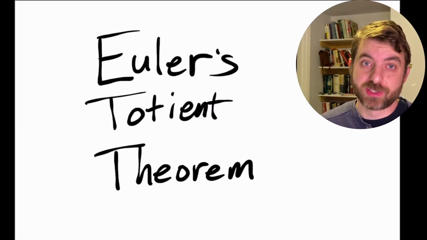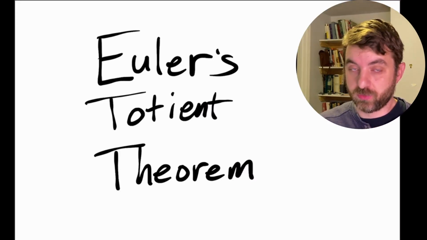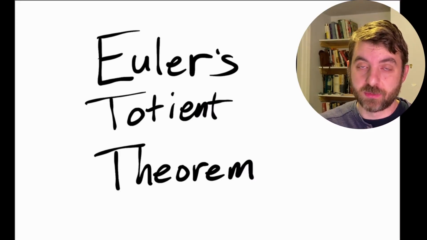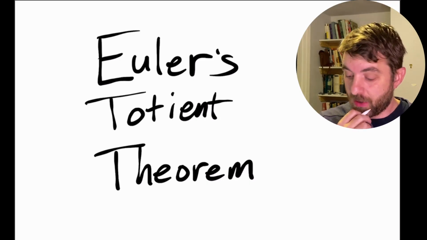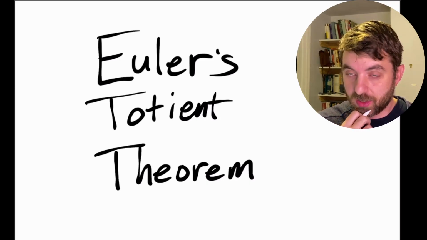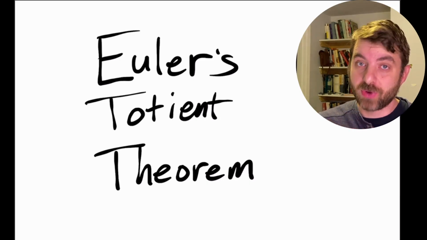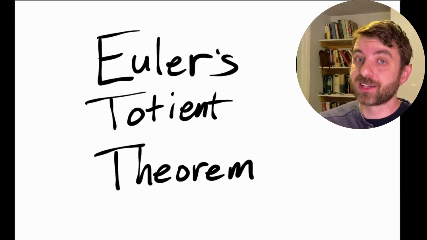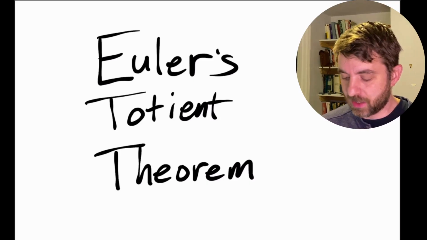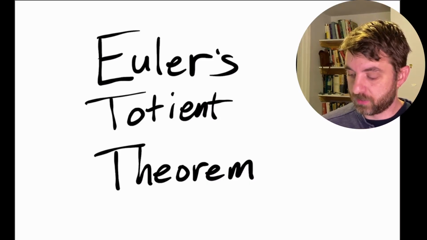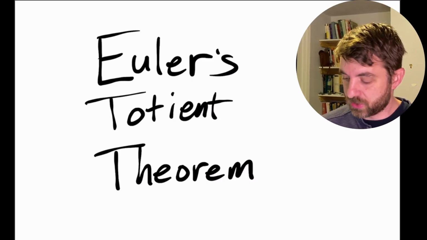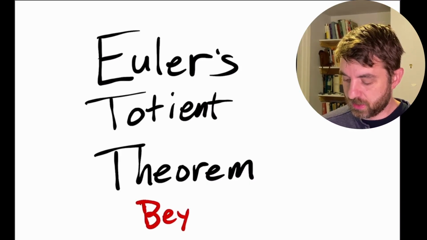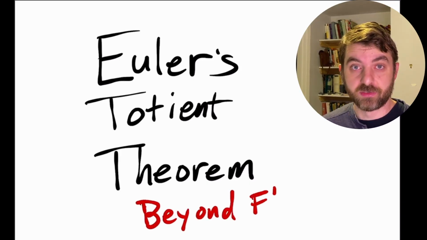Fermat's theorem told us how to do reduction of exponents in modular arithmetic when the modulus was a prime. If you want to have a modulus that's not a prime, which actually is going to be important for RSA, we're going to use a more general theorem called Euler's Totient theorem. So this is going to go just beyond Fermat's theorem.